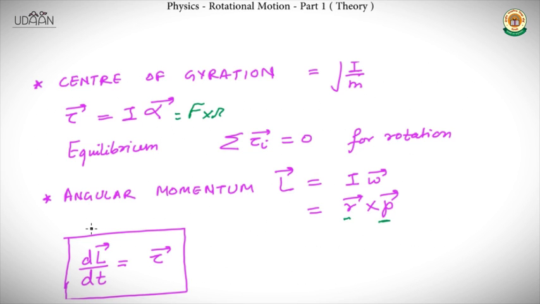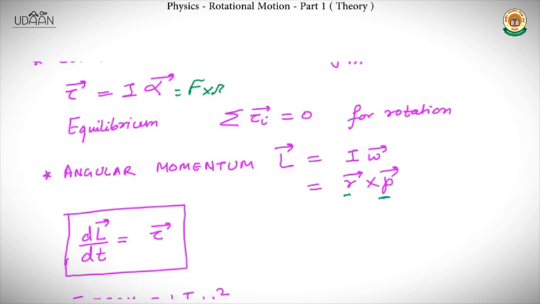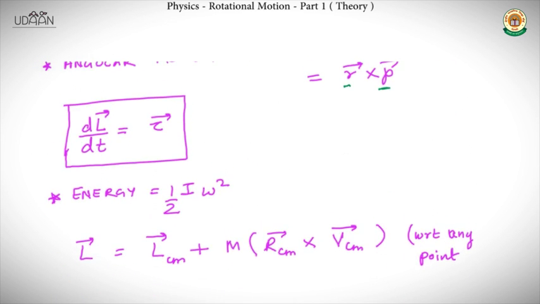Now, one of the most important things we need to remember is dL by dt is equal to tau, which is very similar to dP by dt equal to force. But here again we need to remember this very properly. This is a basic conservation law, you can say, angular momentum conservation.